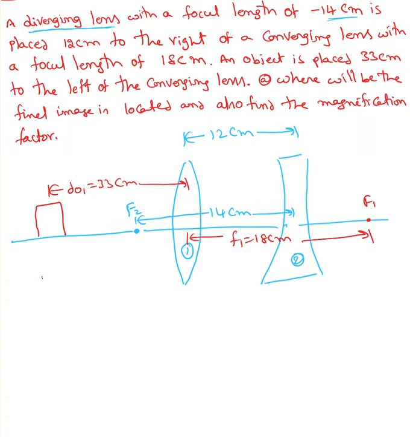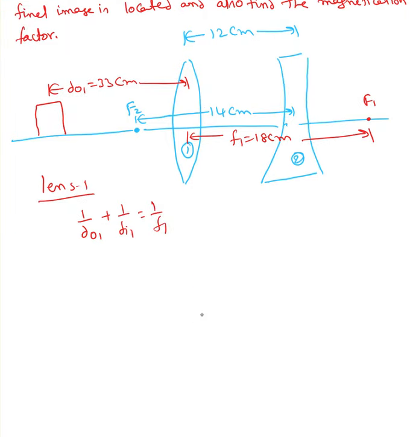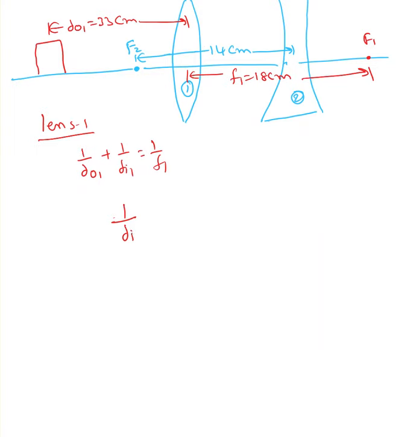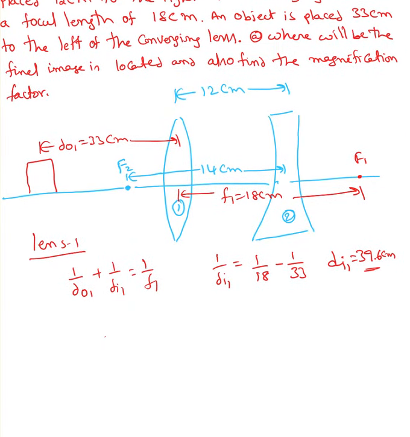For the first one, lens 1, I'm going to use the lens equation: 1 over distance of object 1 plus 1 over distance of image 1 equals 1 over f1. So 1 over distance of image 1 equals 1 over 18 minus 1 over 33. That value gives distance of image 1 equal to 39.6 centimeters. Since I end up with the distance of image 1 as a positive number, it must be located somewhere behind here.